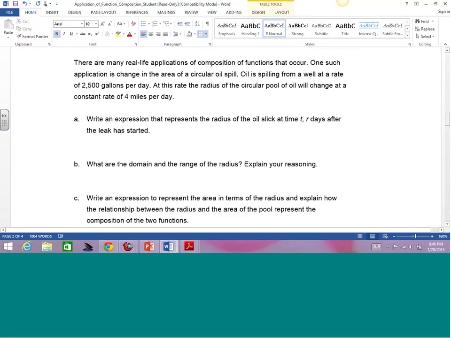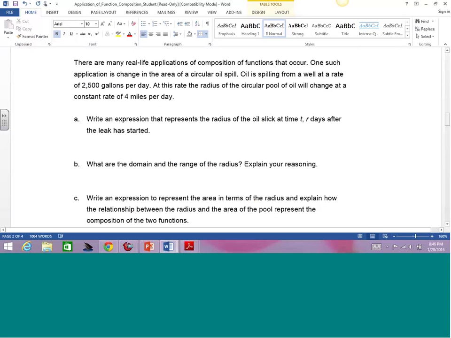So the students have to be able to read a set of information, figure out what the pertinent information is, pull it out in order to use it. So the first question says, okay, I want you to write an expression that represents the radius of the oil slick at time t, in days after the leak has started.